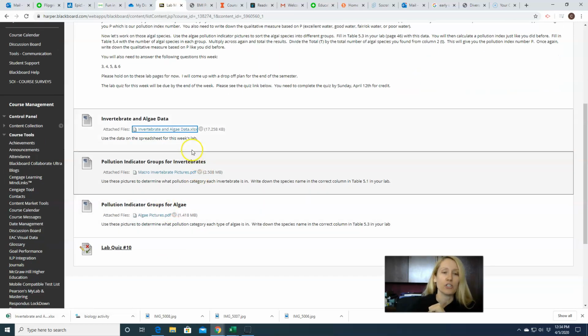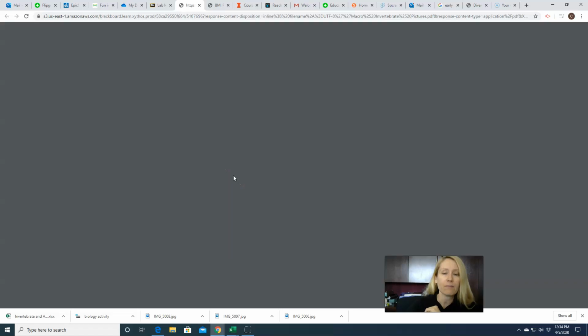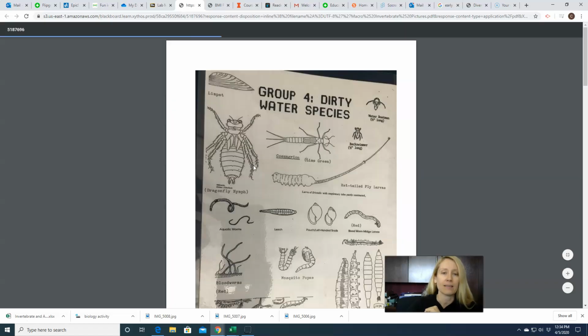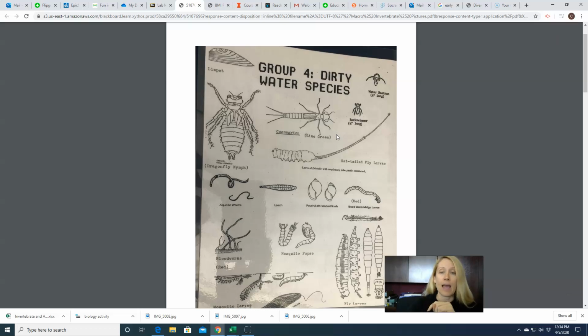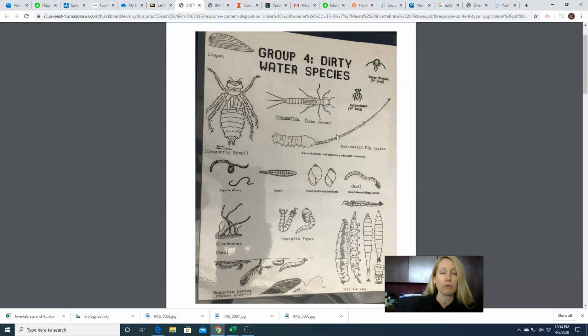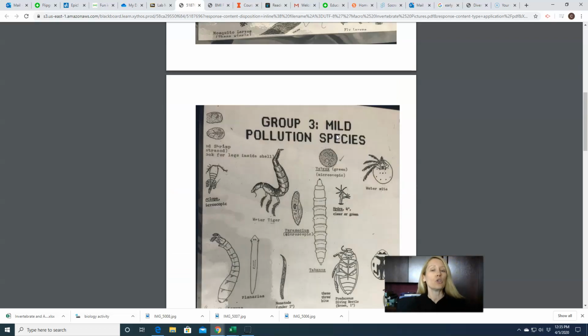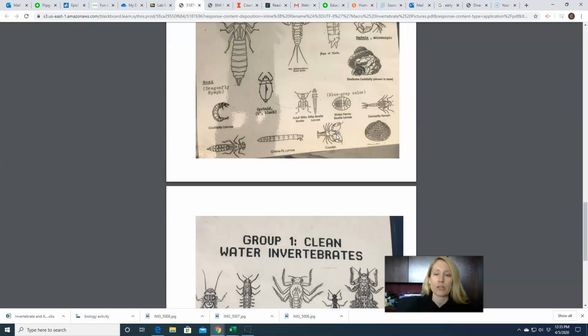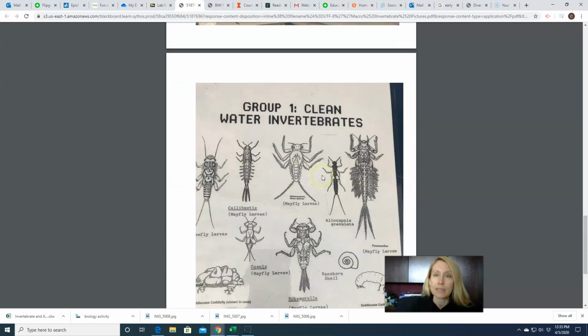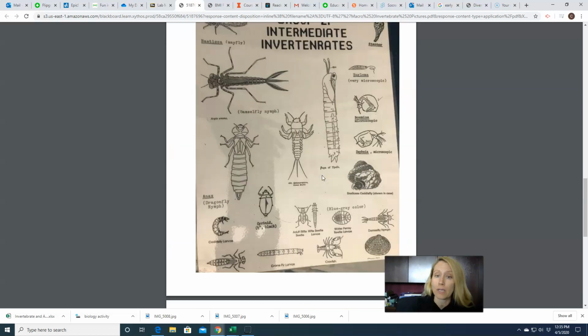The next thing that you're going to do, with the data, is open this PDF, and the PDF has all of the species in here, grouped according to whether they're group 1, 2, 3, or 4, which again is clean all the way down to species that are very pollutant tolerant. So you'll go back to that data sheet that I gave you, and you're going to find out where these species are on one of these little picture guides.